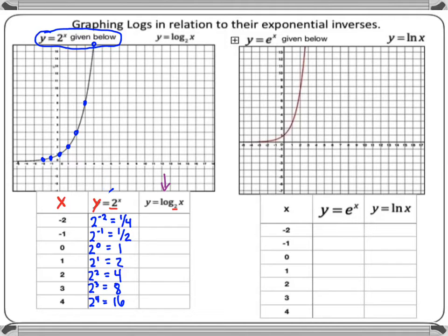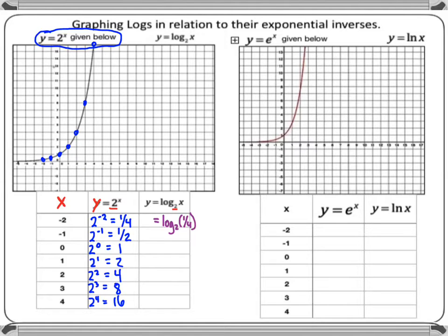Now, if these are true inverses of one another, we know that the x and y's switch places. So for the log, we end up with something a little bit interesting. Let's take a look. To demonstrate that they are inverses, using the inverse property where x and y switch places, notice that here is the y, but I'm going to plug it in for x in this column.